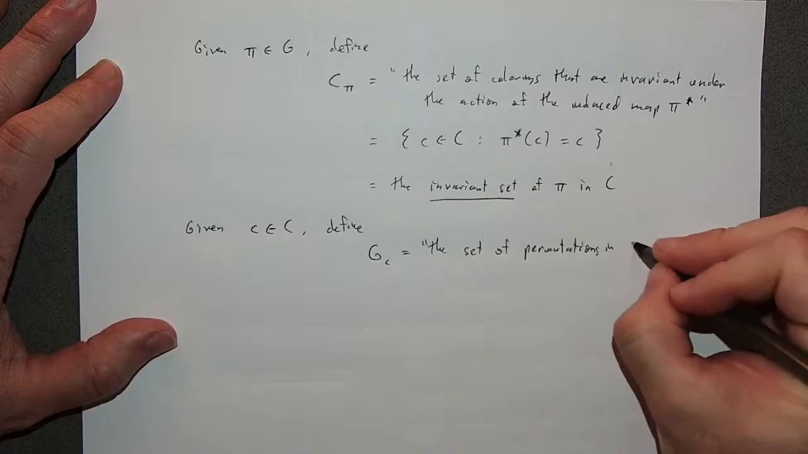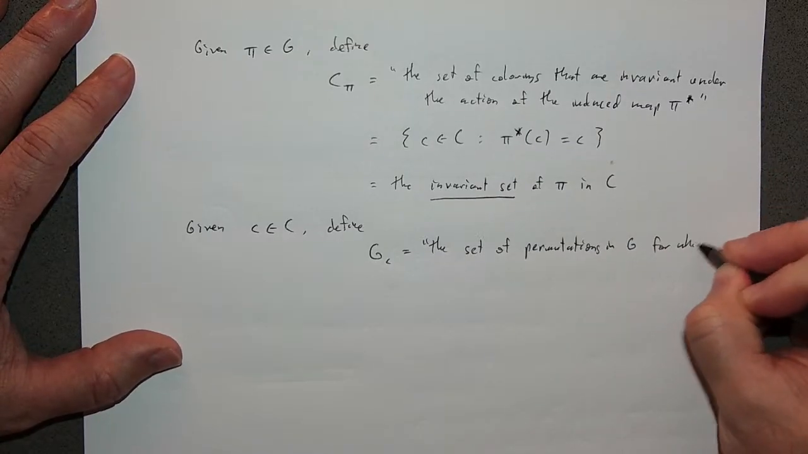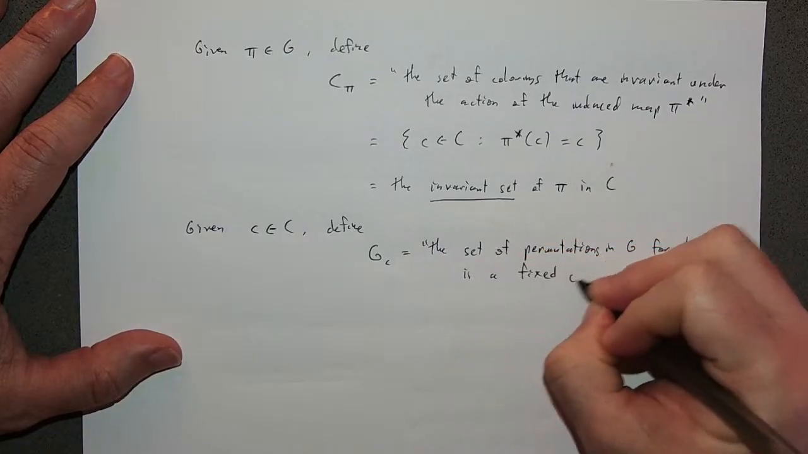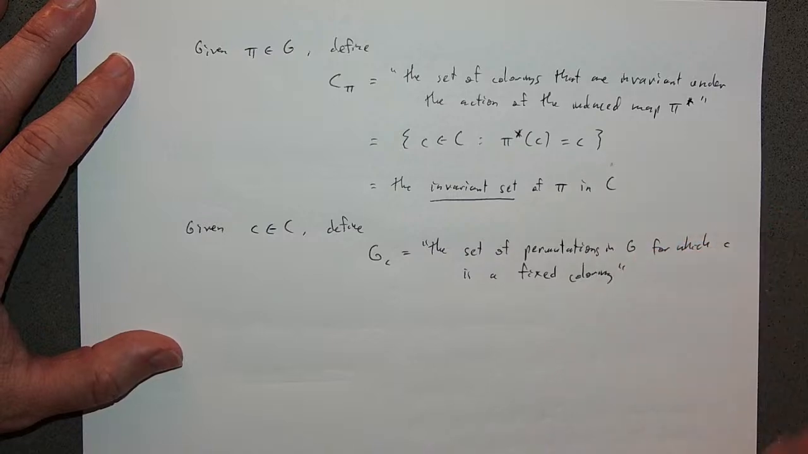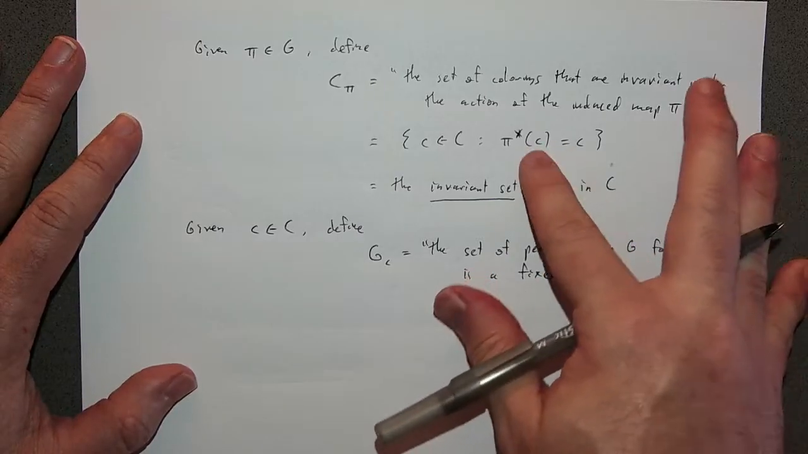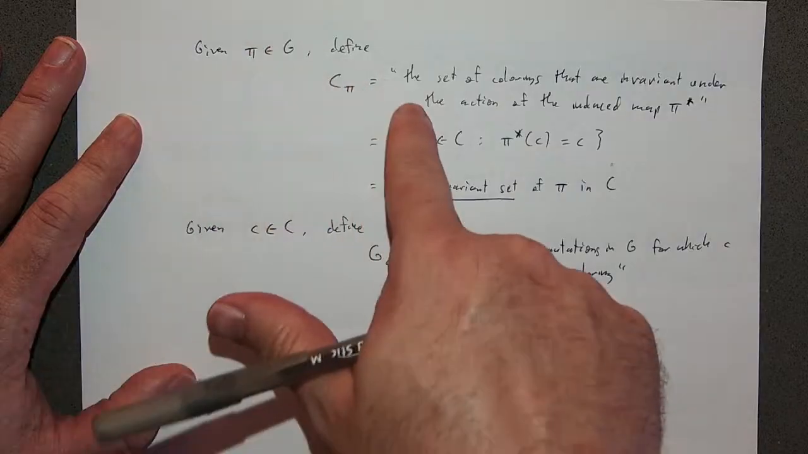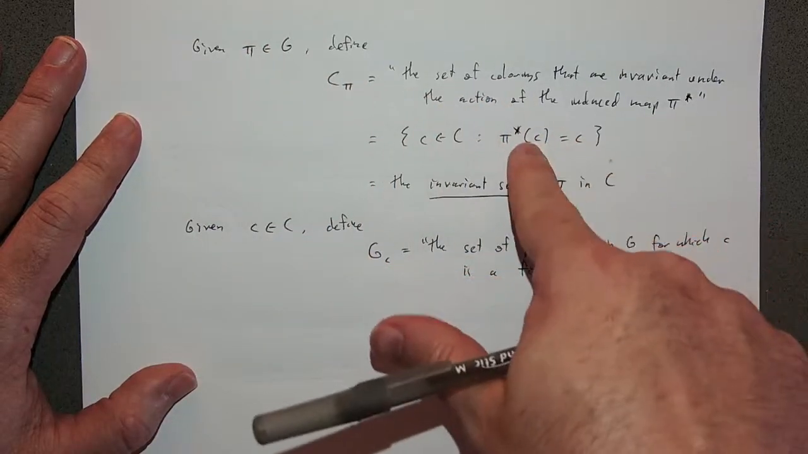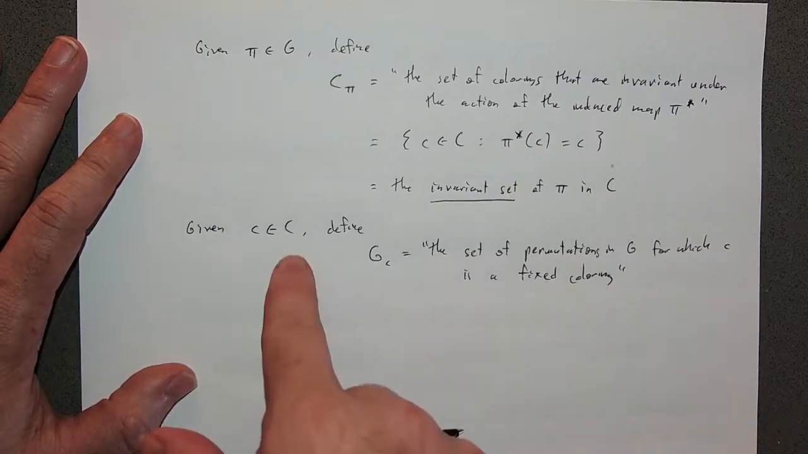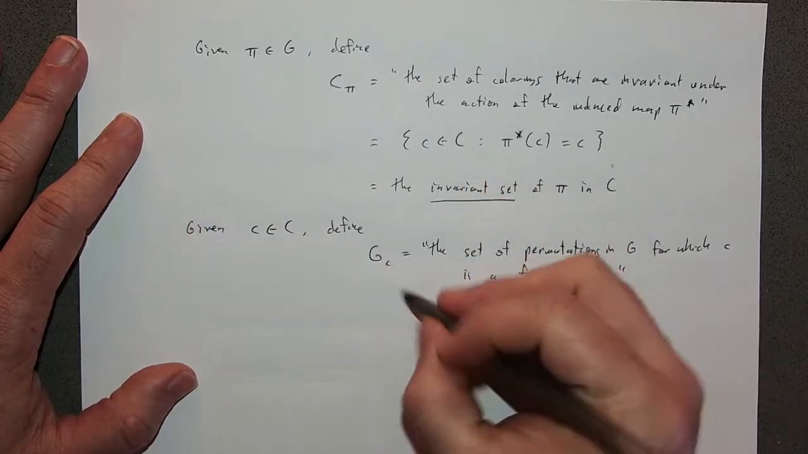A set of permutations in G for which C is a fixed coloring. So this is kind of like the dual object, or you can think of it as the opposite, that's fine. It's the dual object to how we defined it here. Here, we fixed a permutation and considered the set of all colorings that were fixed by the induced map of that permutation. Here we're going to do the same, except we're fixing a coloring and asking for the set of permutations for which that coloring is a fixed coloring.